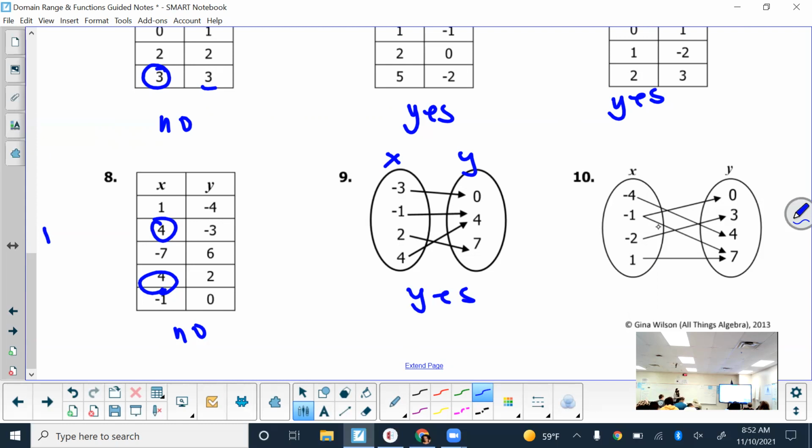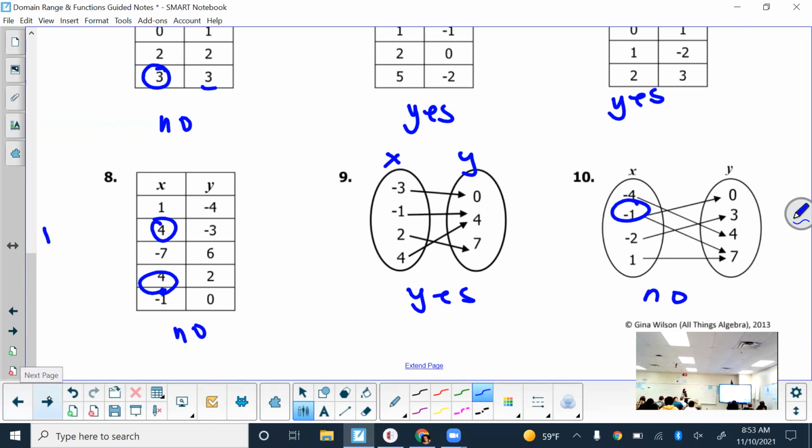Is number 10 a function? It is not a function. Which one repeats? Good. So you see on -1 has 2 arrows coming from it. So that means it has 2 different y values. That's not allowed. All right, so that one is not a function. So it doesn't list it more than once. It just has the arrows. You have to look at those.